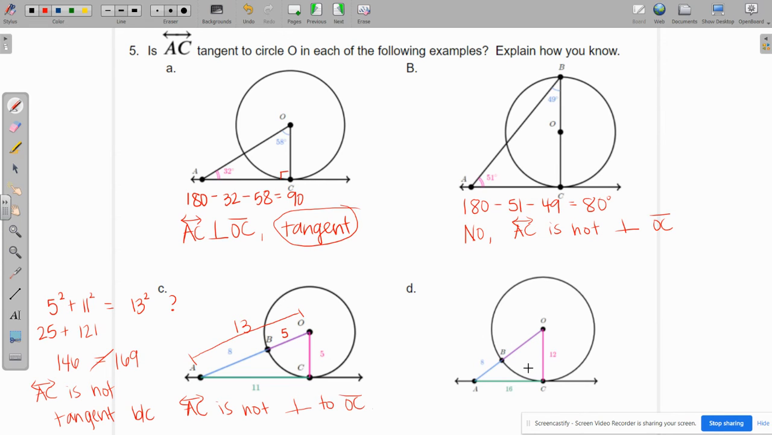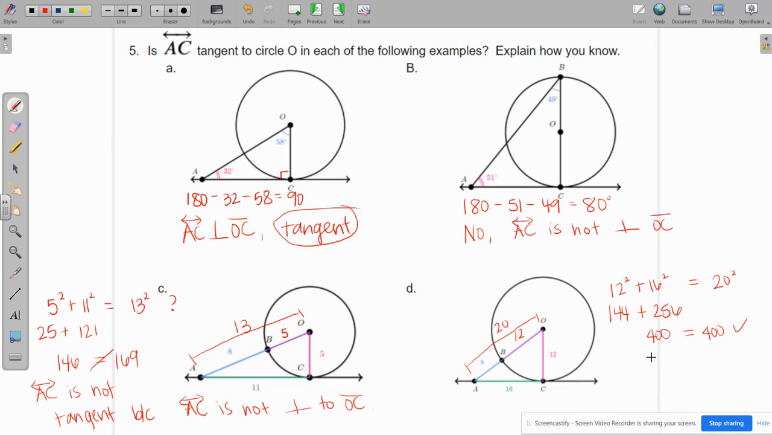We can do the same thing here. Again, our radius is 12, so from O to B, that would be 12 units, which means this entire segment from A to O is 8 plus 12, or 20 units. So we want to check if 12 squared plus 16 squared does in fact equal 20 squared. 12 squared is 144, and 16 squared is 256. And when I add those together, that is 400. And does that equal 20 squared? Well, yes, that's also 400.